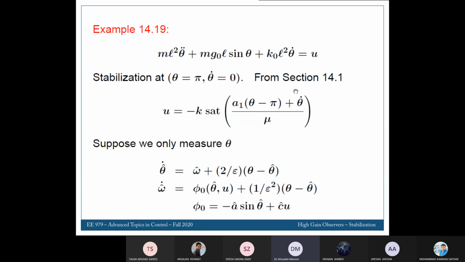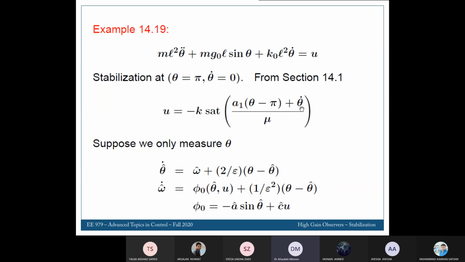Okay. So this problem has already been discussed in section 14.1 when we talked about sliding mode control a couple of weeks earlier. And in that particular lecture, we were able to come up with a controller which is given here. Now this is a sliding mode controller for stabilization of that pendulum equation, and this controller achieves the required stabilization at theta equal to pi.